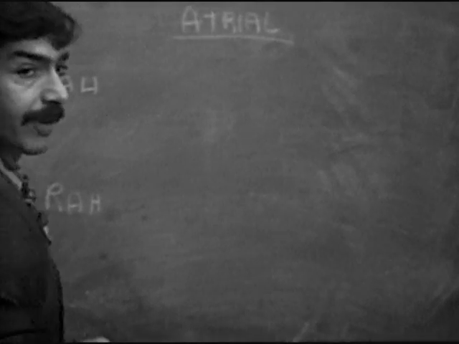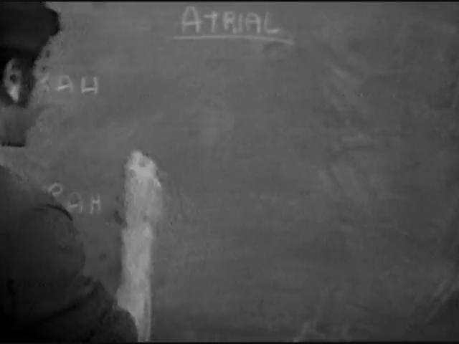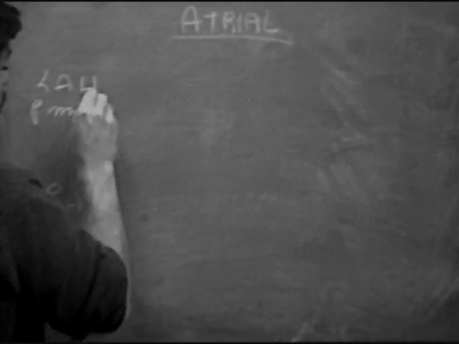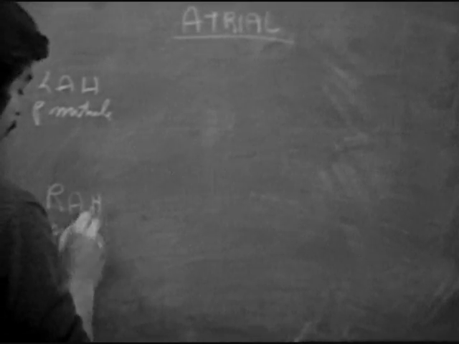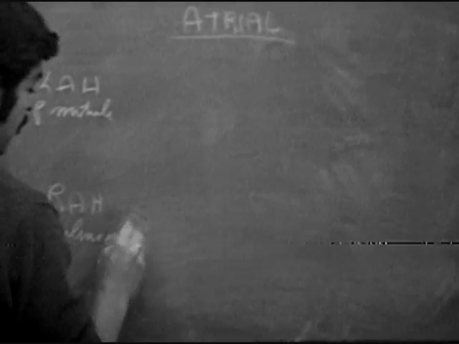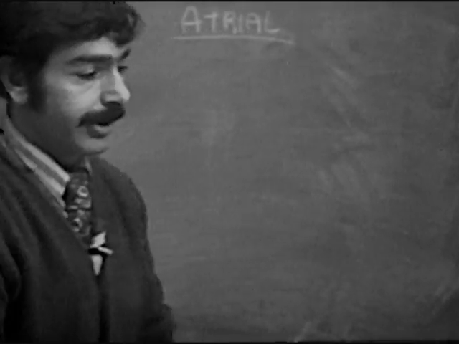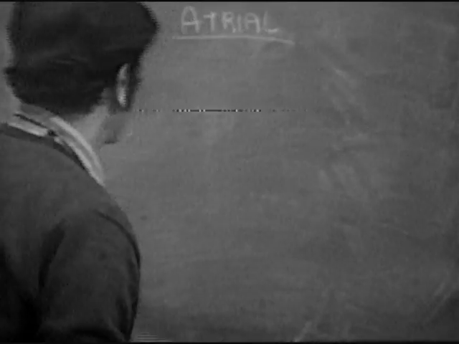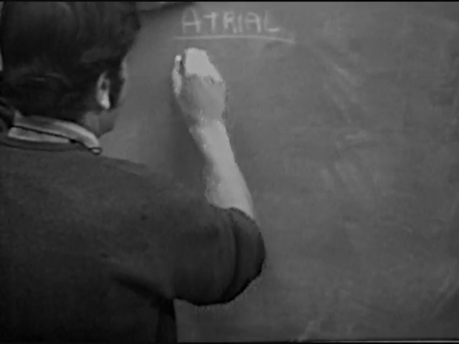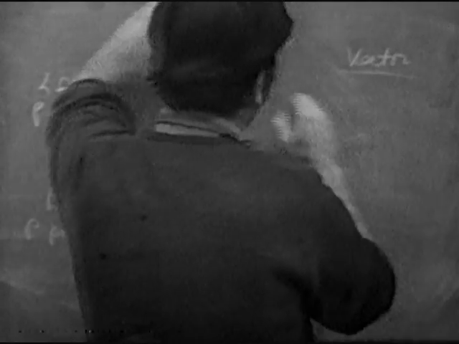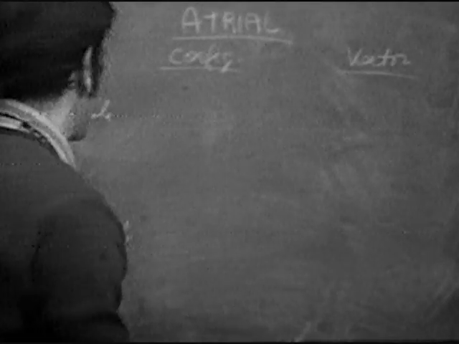And another name for left atrial hypertrophy is P mitrale, and right atrial hypertrophy is P pulmonale. And there's two things that we're really interested in looking at in order to diagnose atrial hypertrophy. One is the configuration of the P waves, and the other thing is the vector of the P wave. What lead are the P waves seen in?